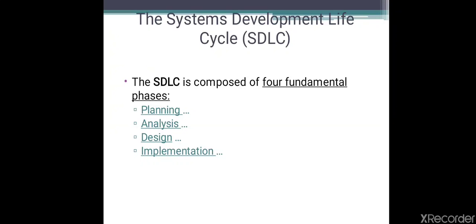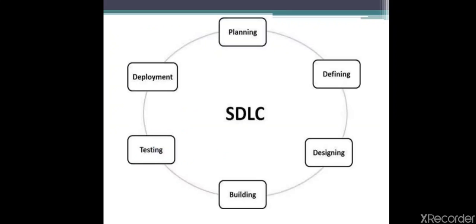So basically there are 4 fundamental phases, and some of these phases are further categorized into stages. The 4 main phases are planning, analysis, design, and implementation. This is a figure that is a graphical representation of the various stages of a typical SDLC. It starts from planning and comes towards defining, then designing, building, testing, and development.